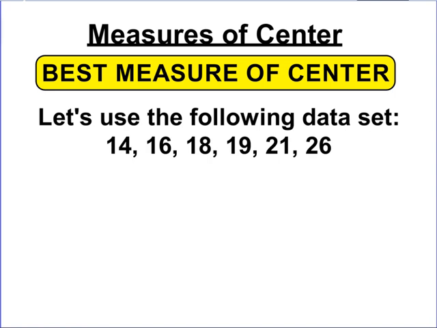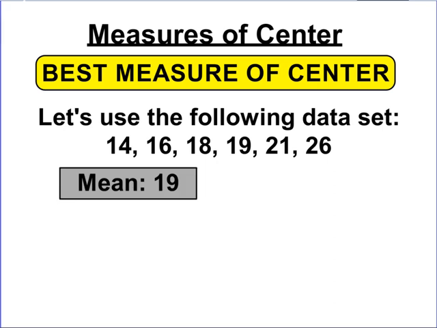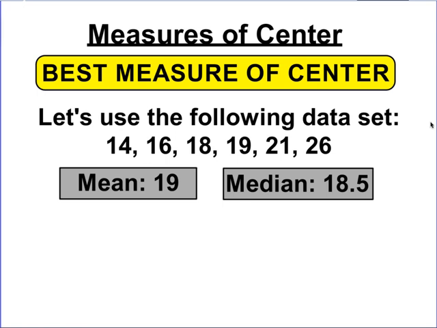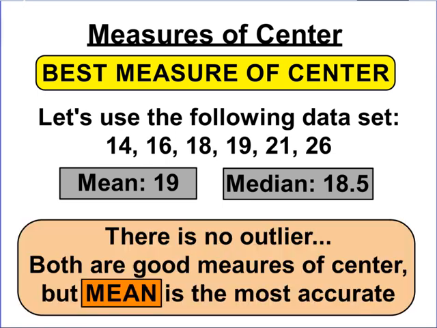All right? And so let's look here. In this data set, we're going to try to find the mean and the median. The mean here is 19. The median is 18.5. They're both pretty good representations of the entire data set. But if you look at the data set, there's no outlier. So the best one to choose in this case is the mean, because it's the most accurate.